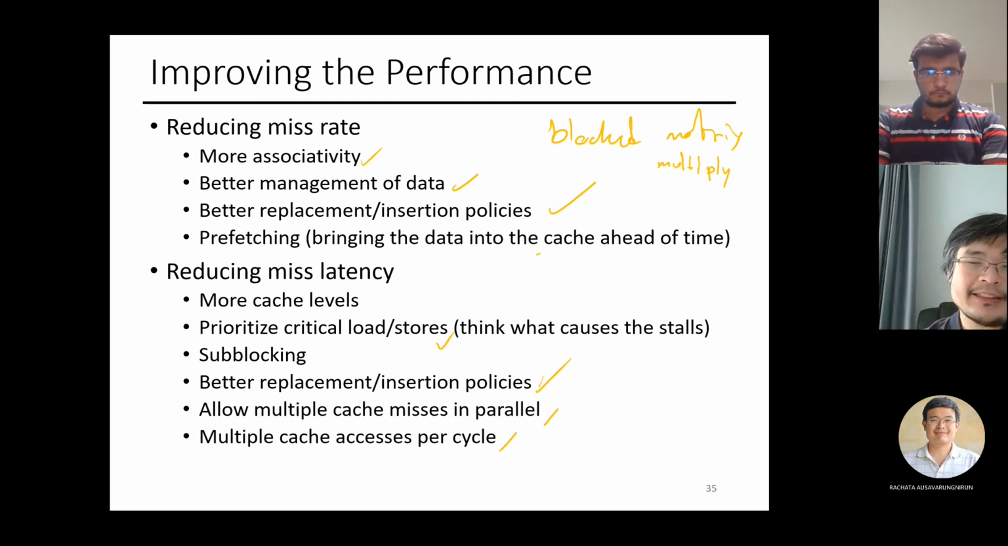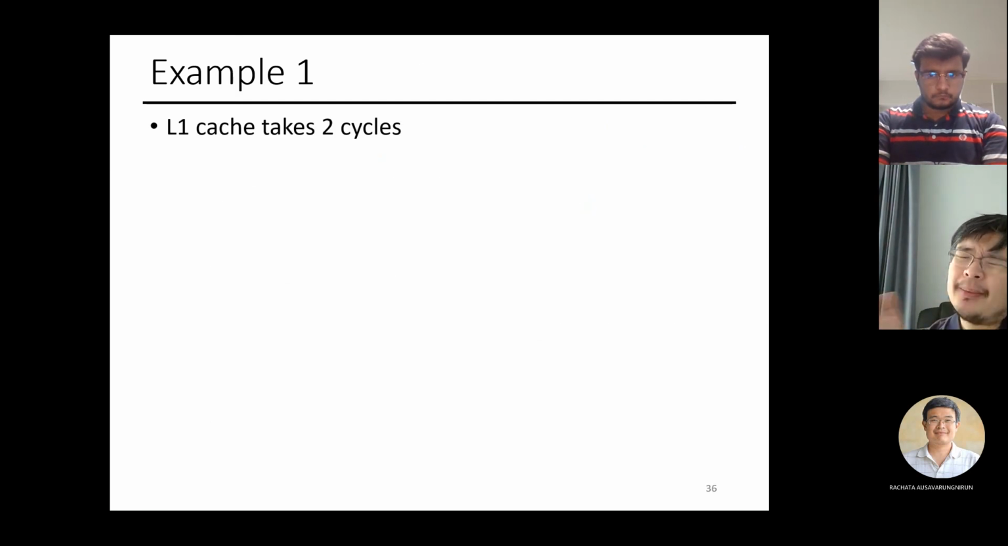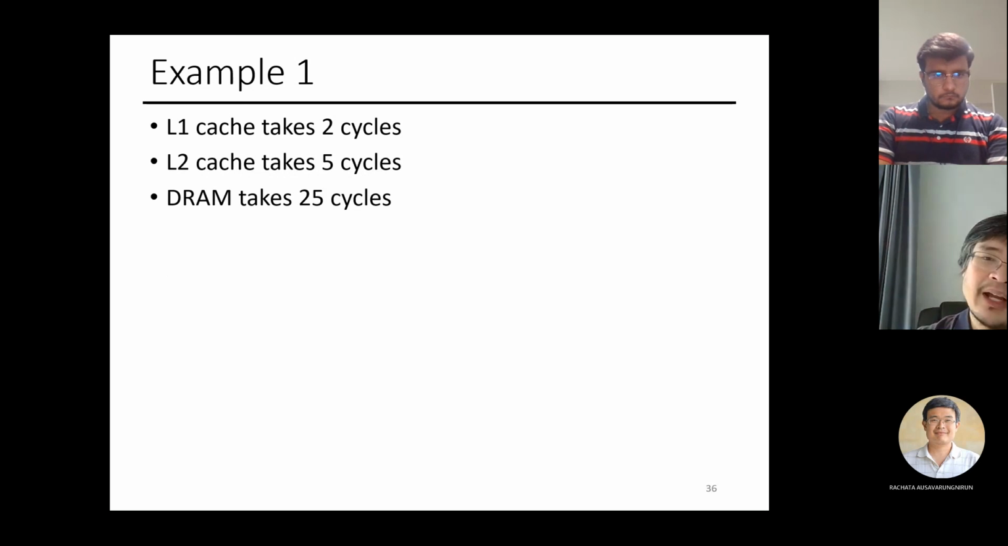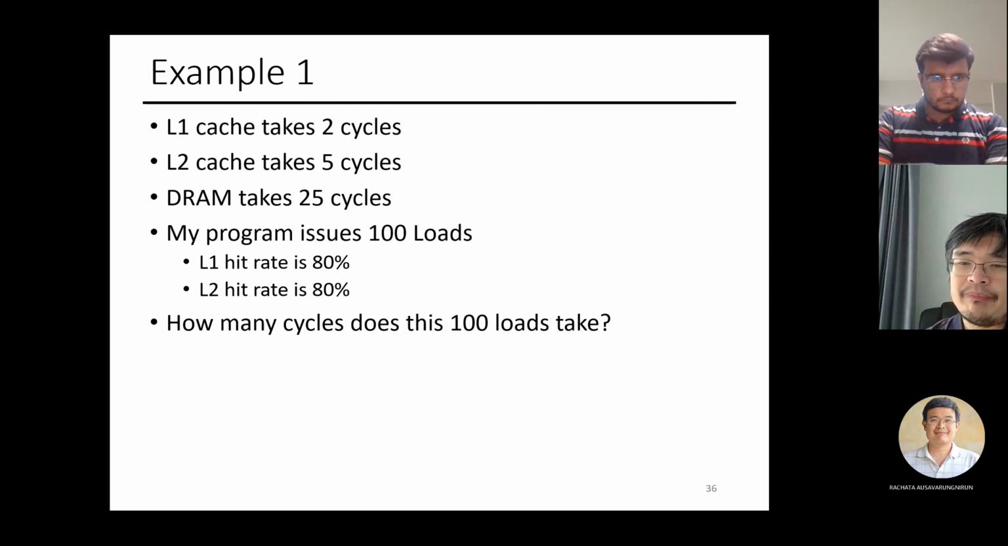And to highlight the performance of the cache, let's look at a program and a system. L1 takes 2 cycles, L2 takes 5, DRAM takes 25. And I write a program, some algorithm that does 100 loads, right, 100 loads. And this program has an L1 hit rate of 80 and an L2 hit rate of 80. How many cycles does it take, right? So let me do this example quickly. So you have 100 loads.